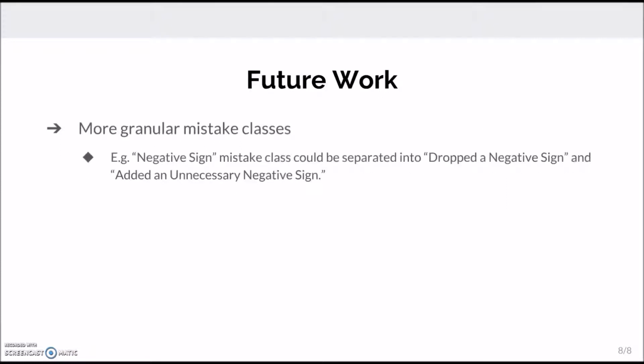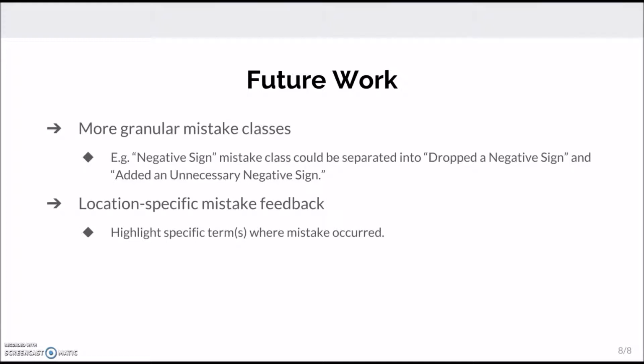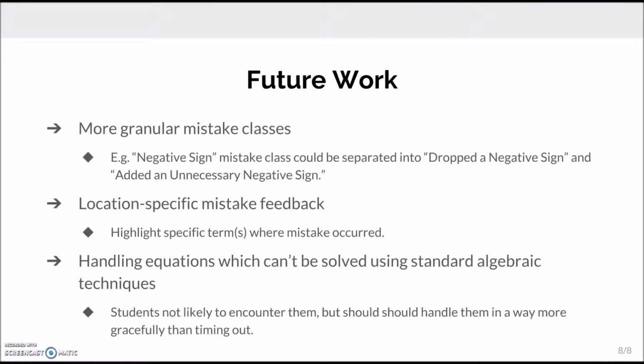Lastly, let's talk about some future work that can be done with CheckMySteps. First of all, one way to improve CheckMySteps is to implement more granular mistake classes. For example, the negative sign mistake class could be separated into dropped a negative sign and added an unnecessary negative sign. Another way to improve CheckMySteps would be to include location-specific mistake feedback. In other words, to highlight specific terms where the mistake occurred, so the student knows exactly where to look within their step to identify and correct the mistake. Lastly, CheckMySteps should be made to better handle equations which can't be solved using standard algebraic techniques.